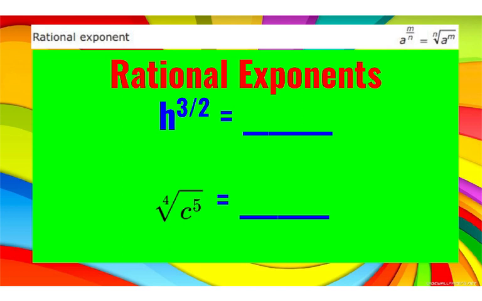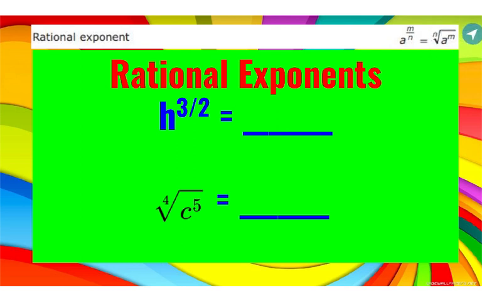Rational exponents. This is probably the least used rule that we use in Algebra 1, but it's important that you at least know what it looks like. This is when you have an exponent that is a fraction. So let's see what it says to do. We're going to end up changing it to a radical symbol.